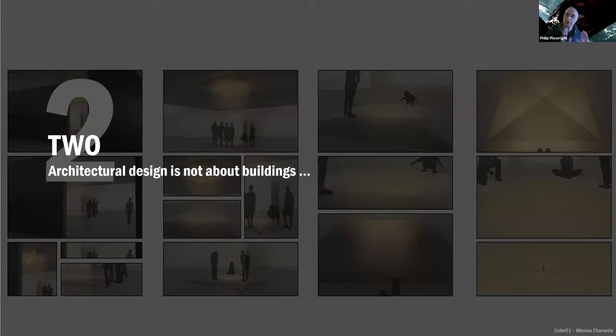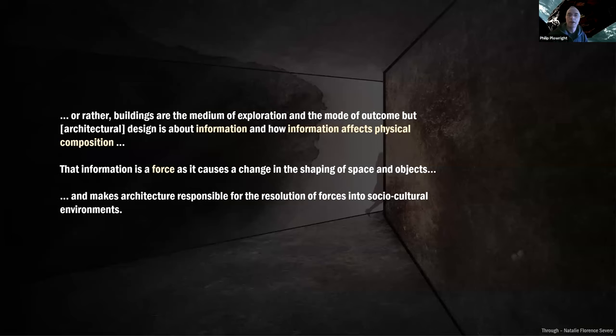So the second idea is this one. Architecture design is actually not about buildings, which I believe some people could disagree with, but bear with me. What I mean by that is that buildings, built spaces, and environmental design are the outcome of architecture. They are not the basis of architecture. Ultimately architecture is a design discipline, and all design disciplines are about making decisions. We manifest different things at the outcome.